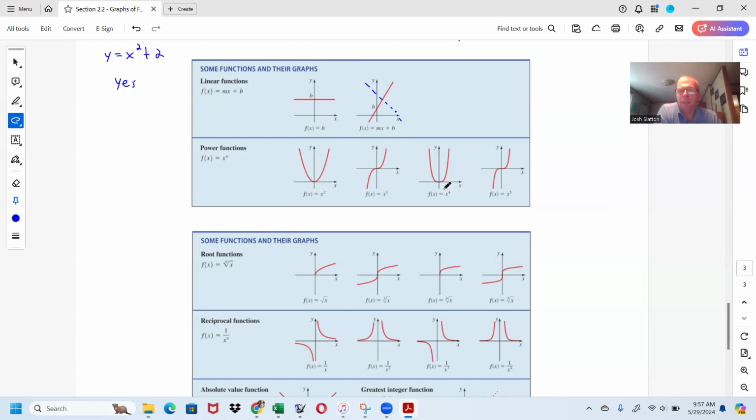Here we have the quartic, x to the fourth. Here we have the quintic, x to the fifth. Now notice x squared and x to the fourth look pretty similar. The main difference is it kind of flattens out here on the x to the fourth. Here it's not so flat.